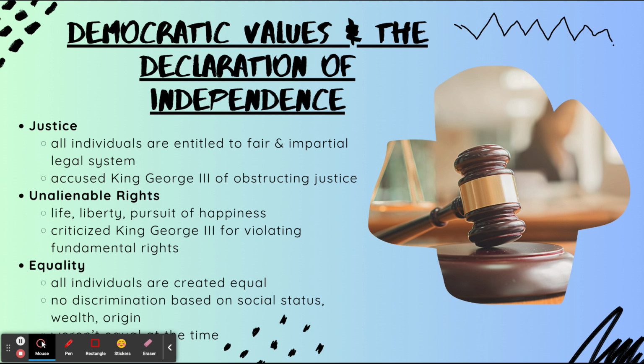It was talking about how their governors that were elected within the colonies really didn't have a say in anything, didn't have a lot of power. This most famously is introduced with the quote, "All men are created equal," which again is out of that preamble that I just read. And they wanted to emphasize no discrimination based on social status, wealth, or origin.